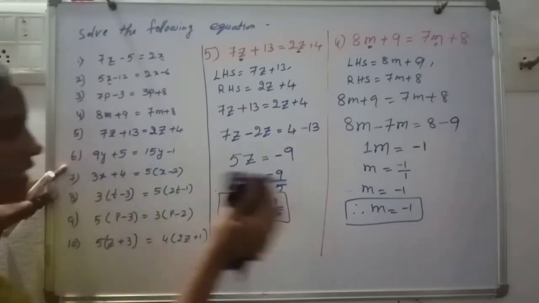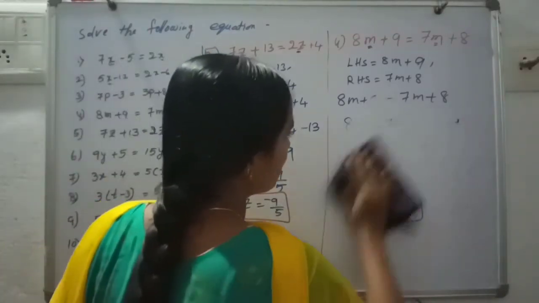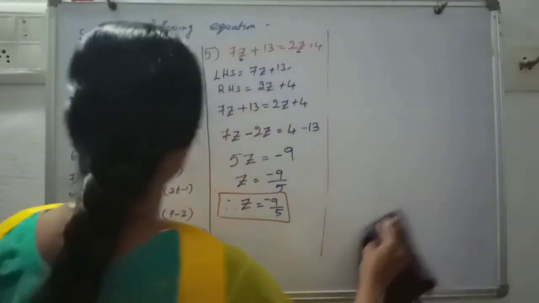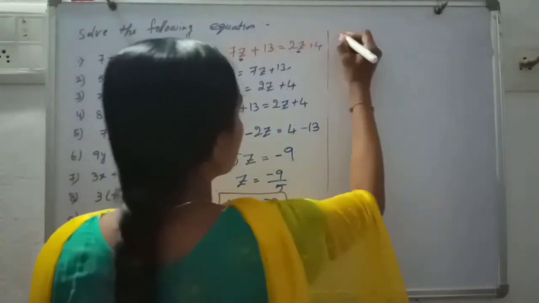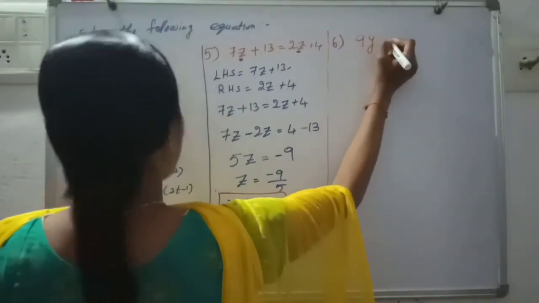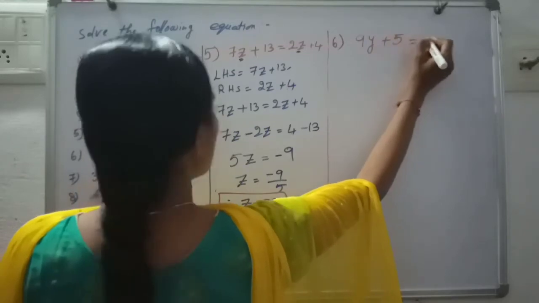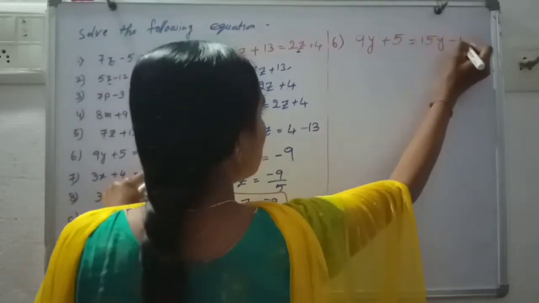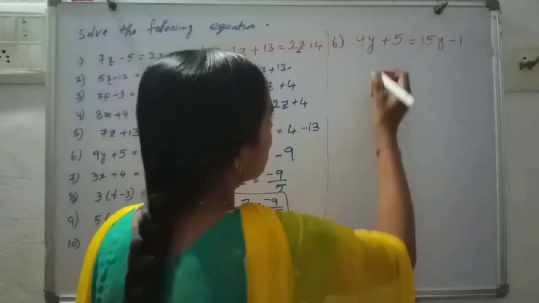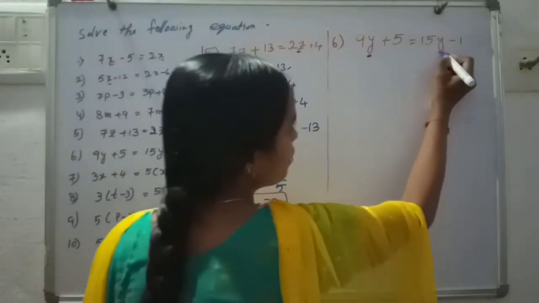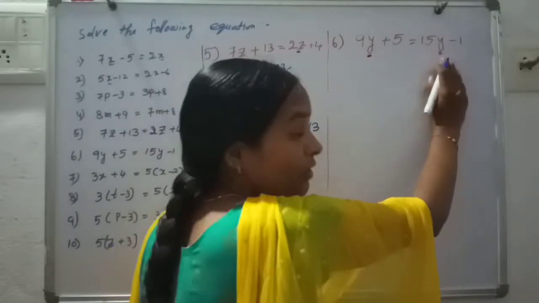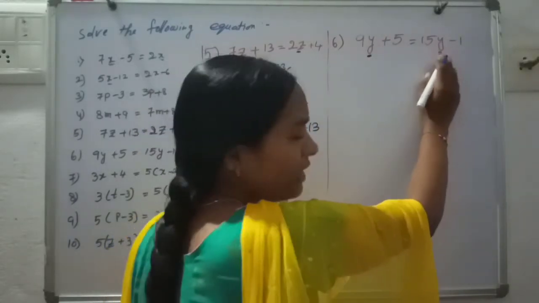Now let's see the sixth one. Shall I write this in this place. Sixth one. 9y plus 5 equal to 15y minus 1. It also has one variable. Here also y, here also y. The LHS value has y and RHS also has y.